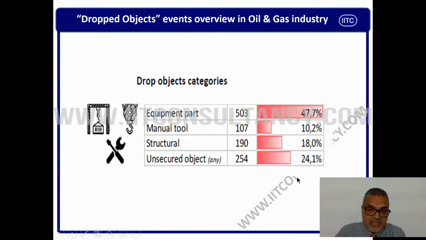But this does not mean we should not worry seriously. Whether manual tools fall from height or an unsecured object falls, it does not matter. What matters is the height and the size or weight of the falling object. Correct? I hope you agree with me, right?